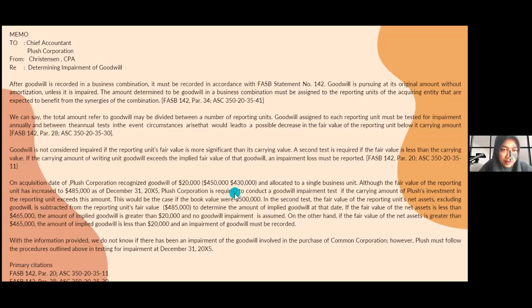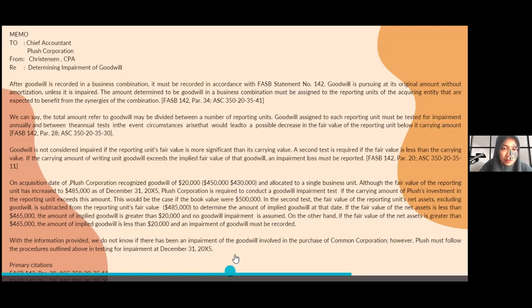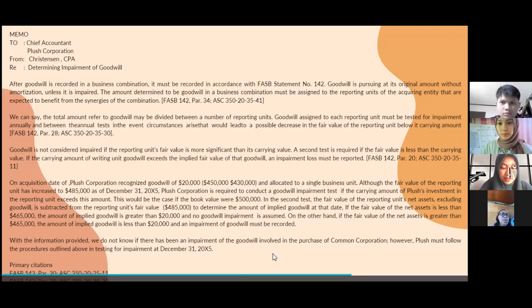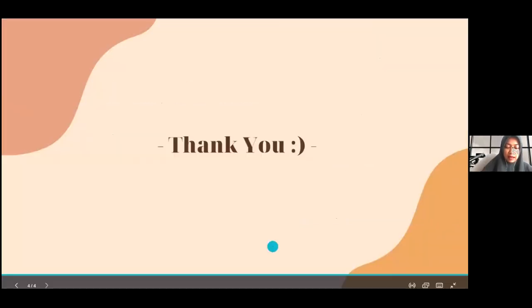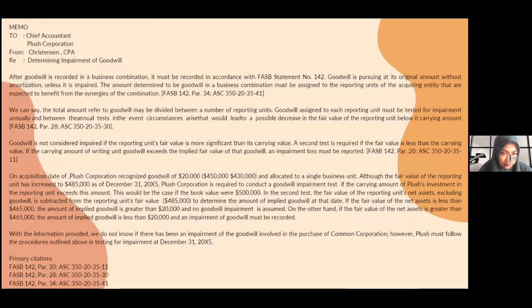Okay, guys, so with the information provided, we do not know if there has been an impairment of the goodwill involved in the purchase of Common Corporation. However, Plush must follow the procedures outlined for testing for impairment at December 31, 20X5. The primary authorities are Financial Accounting Standards Board Statement number 142, ASC 350-20-35-11.